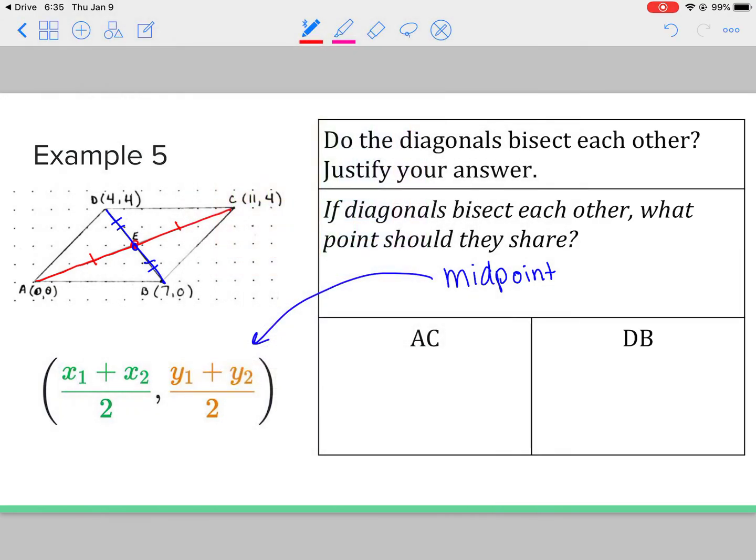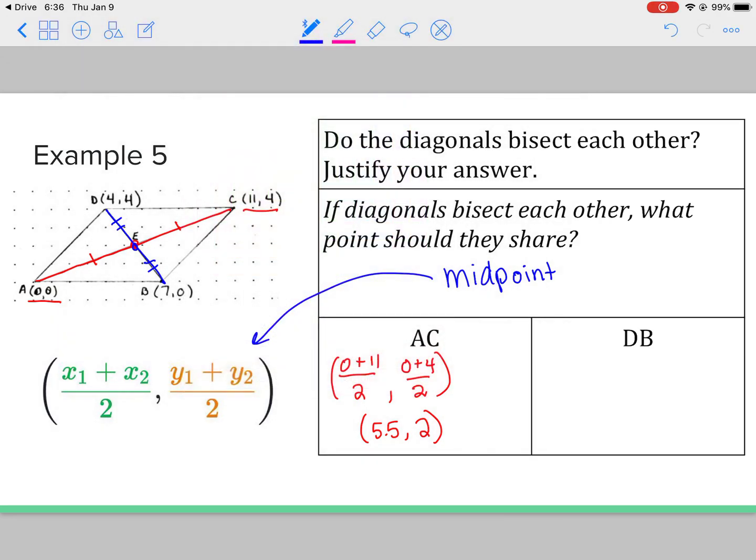So let's start with diagonal AC. Using A and C, I'm going to take my x values, 0 and 11, add those together and divide by 2. And then I'm going to take my y values, 0 and 4, add those together and divide by 2. As I simplify this down, first I have 11 divided by 2, which is 5.5. And then I have 4 divided by 2, which is 2. So the midpoint of AC is at (5.5, 2).